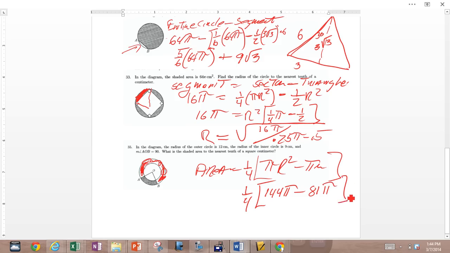Okay, so there you have it. That gives us 144 minus 81, which is 63 pi. Yeah, 1/4 of 63 pi, or 63 pi over 4, which would be the area of that. Okay, so there you have it.